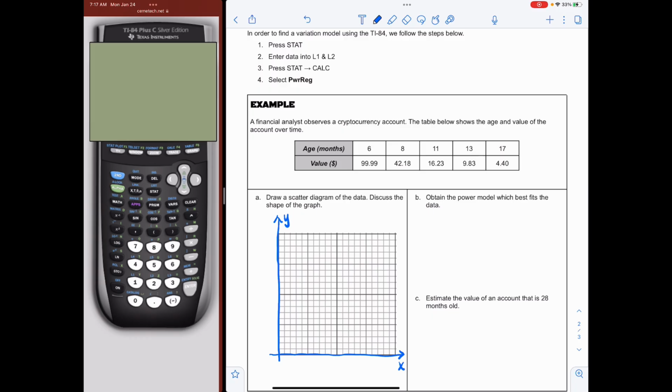So my X values, or my age, is going up to 17. So I'm going to go by fives. So I'm going to label the major grid marks, or the major lines, which are the bolder lines. I'm going to label those in increments of fives. And then the value, the highest amount is 99 and the lowest amount is 4. So I'm going to label the y-axis in increments of 25s.